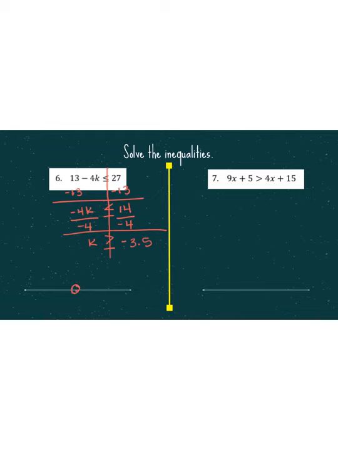So then because it's greater than or equal to, I'm going to color that in. I'm going to have my negative 3.5 under it. And if it's greater, I'm going to shade everything to the right side.